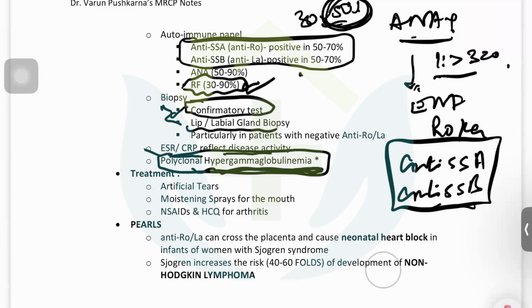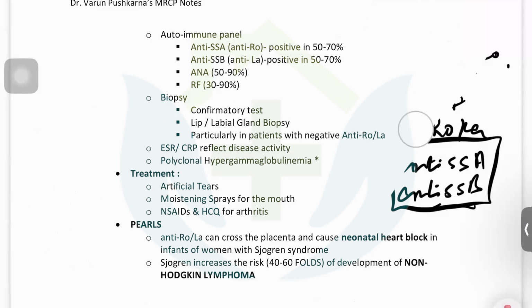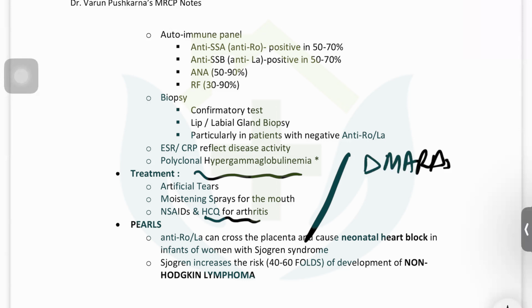Okay, sir. So the treatment will be artificial tears, moistening sprays for mouth, and if the patient has arthritis, treat them with HCQS. If they have recurrent hypokalemia and polyclonal hypergammaglobulinemia, then the DMARDs will come handy. So all you need is methotrexate, azathioprine, and yes, the big kings, steroids.